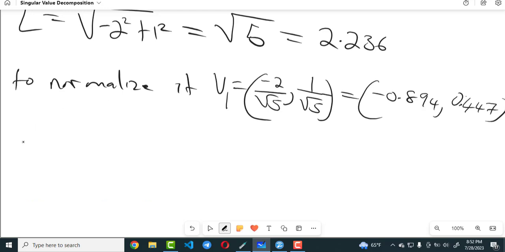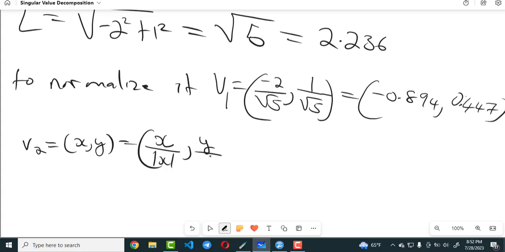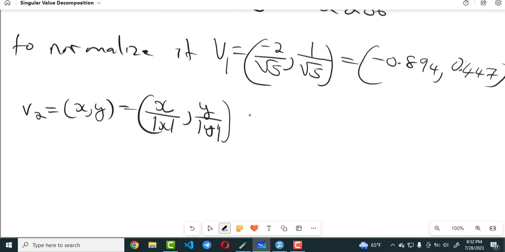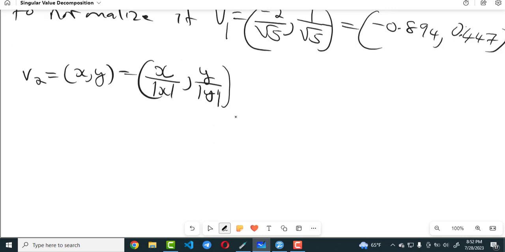And this is simply done by saying this. For example, we say vector 2 is equal to given values x and y. We simply say it is equal to the x coordinate all over the magnitude, and for the y value, the same applies, over the magnitude. This is the normalization for our singular value decomposition math.